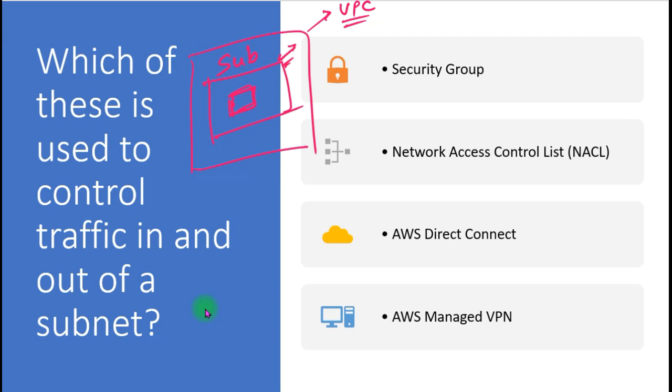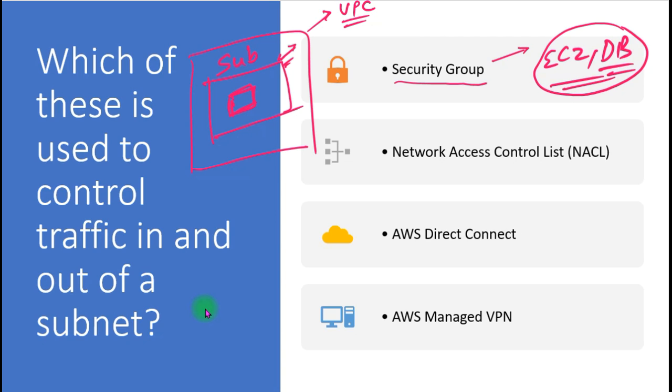So first we have the option of security group. This is a kind of virtual firewall, and it manages traffic in and out at the instance level, or we can say the AWS resource like EC2 or RDS. If we want to restrict or control traffic on these resources, then we will use a security group. Next, network access control list. Yes, this is the thing which will help us control traffic in and out at the subnet level. So for this question our answer will be network access control list.